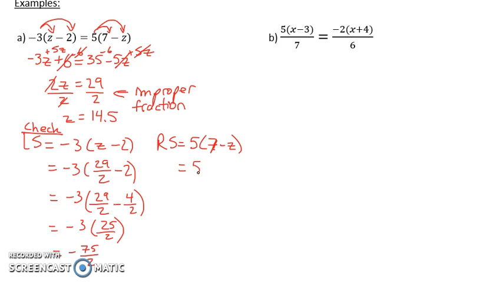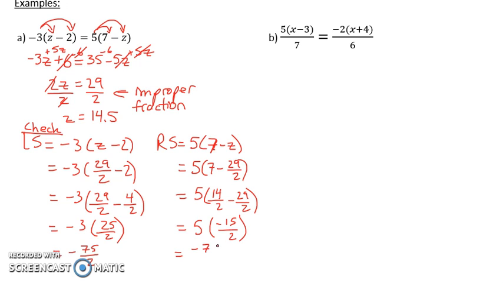On the right side, we get 5 times (7 minus 29 over 2), which is equal to 5 times, you'll notice I'm simplifying what's in the brackets here because I don't have a variable, so I don't need to use the distributive property first. So 7 is the same as 14 over 2. Now we have a common denominator, so we subtract those, so we get 14 minus 29. That gives me a total of negative 15 over 2. Well, 5 times negative 15 is negative 75. And then that's over 2. So therefore we have the left side equaling the right side.